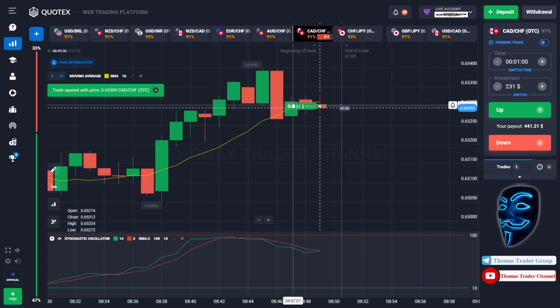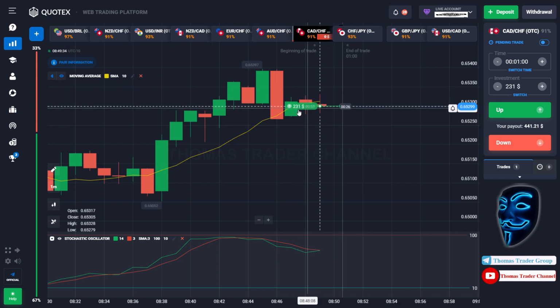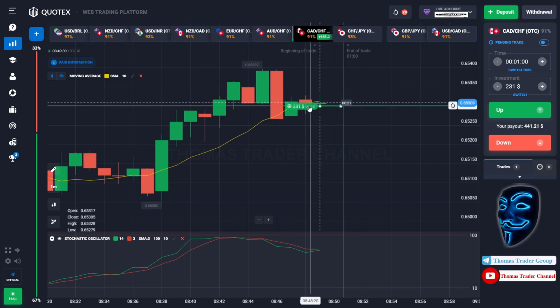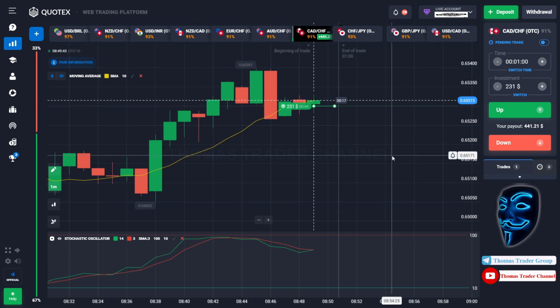Like what I've said before, when the market touches the moving average line, the market will make a rebound and it will continue the bullish trend. Let's prove it and let's wait till the end of our trade.